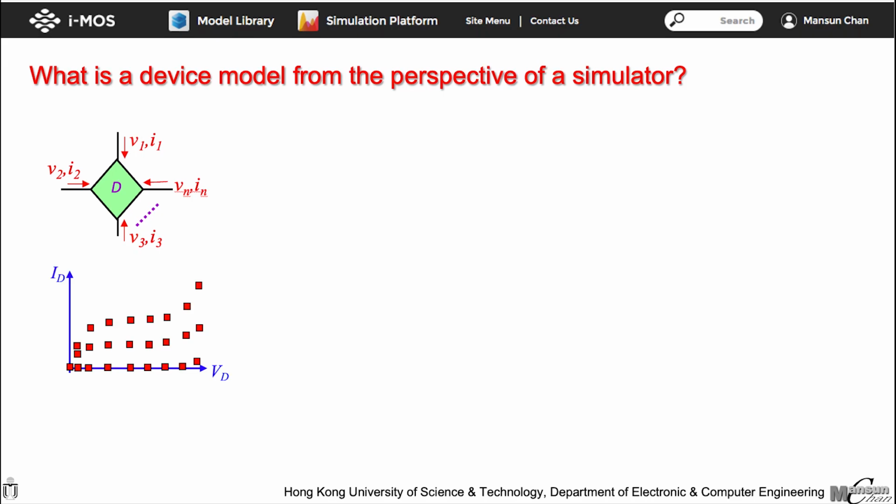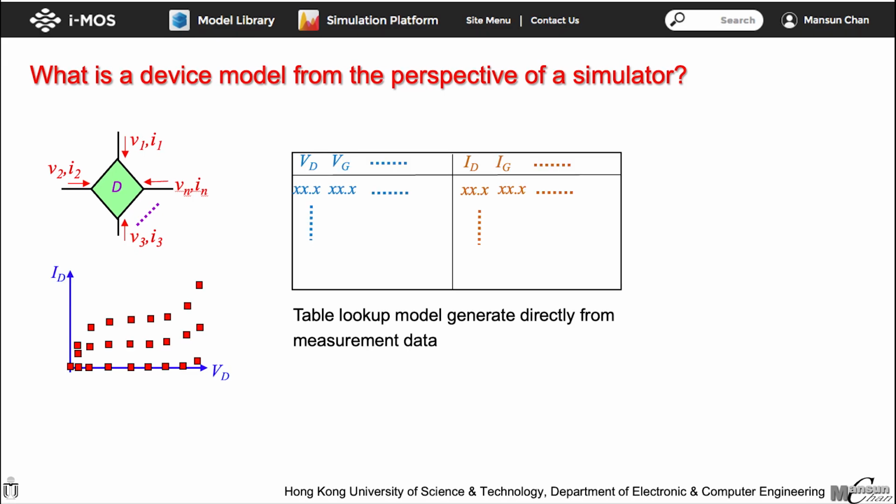In another extreme, we may have a device governed by unknown physics, but we do have measurement data. In this case, we can construct a table to map the terminal currents at the given terminal voltages, forming a table lookup model. When the simulator provides a guess for the terminal voltages, the device model simply looks up the table to provide the corresponding currents and derivatives. For any missing data points, the model can generate them by interpolating between neighboring data points.